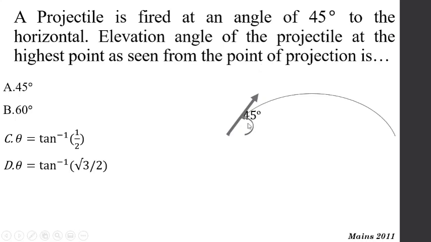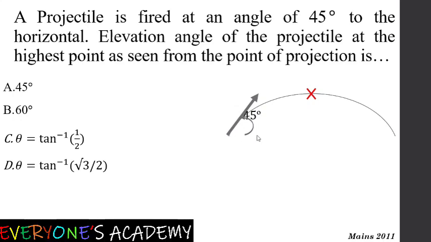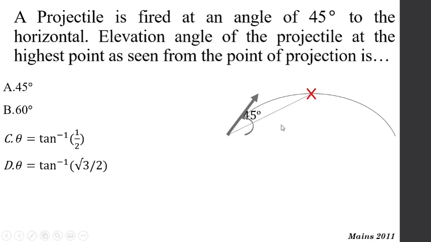So in this projection, this will have a parabolic path, and the highest point will be somewhere here, like this. The meaning of elevation angle is that it is given as seen from the point of projection. That means this is the point of projection and this is the point of maximum height. So connect these two points with a straight line, and this angle you need to find out, that is the elevation angle.